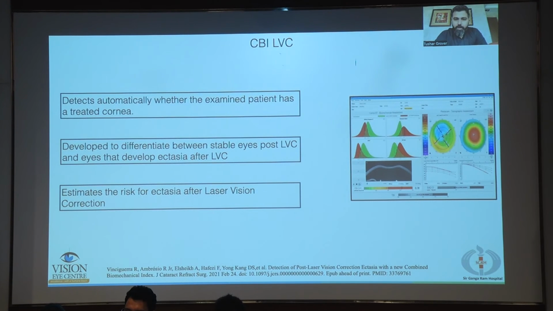The final index that I'll talk about is the CBI LVC, which is basically able to automatically detect whether the examined patient has a treated cornea, that is, has the individual undergone a laser vision correction. Now, when you look at the other parameters in these corneas, everything is going to be abnormal. So you don't really get much of an indication on the possibility of development of future ectasia in patients who've already undergone laser vision correction, whereas this particular index is able to do that. So it is able to differentiate stable eyes post laser vision correction versus eyes that are at risk of ectasia or have developed ectasia after laser vision correction.